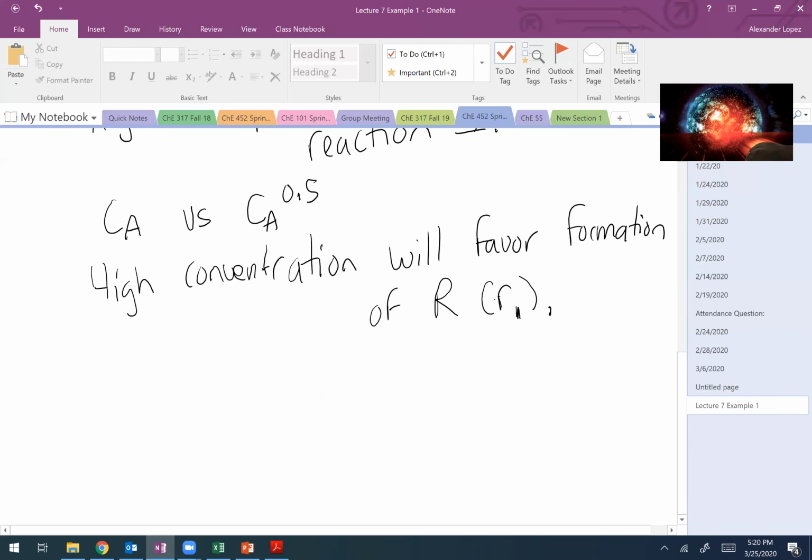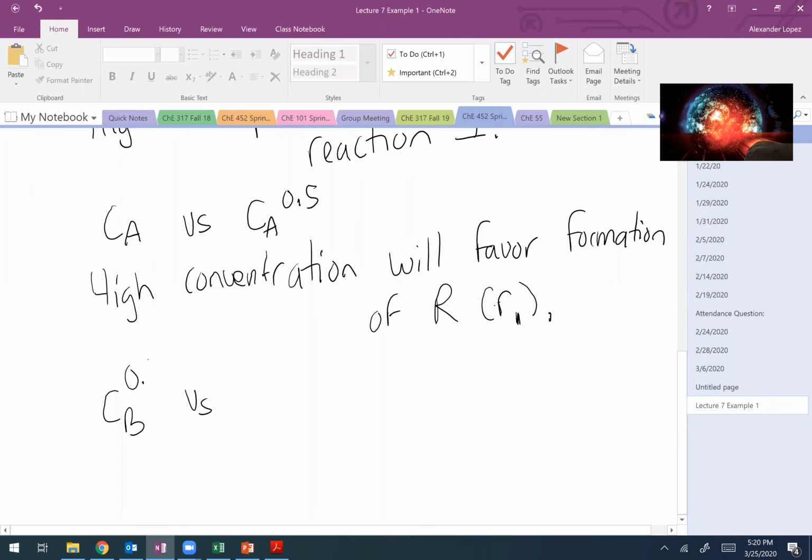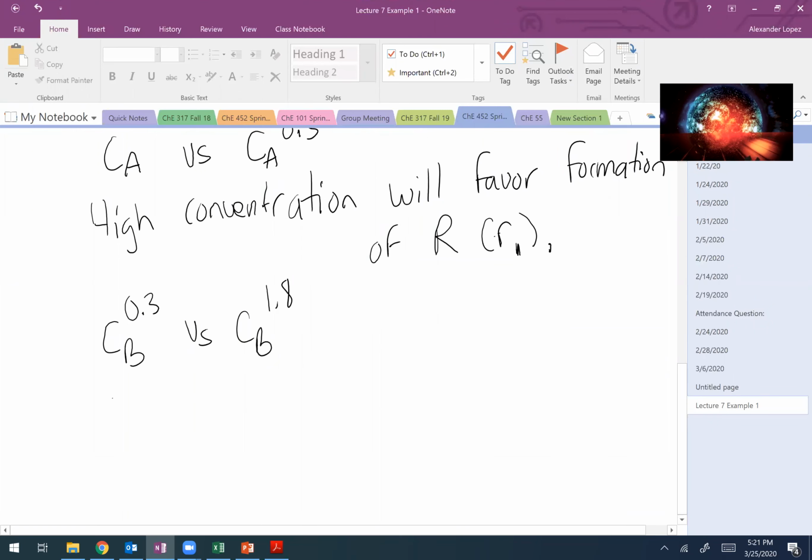And looking at the second one, Cb, I see 0.3 order to 1.8. So to get high R favored, I want a low concentration of Cb. Oh, I never put this, of Ca.